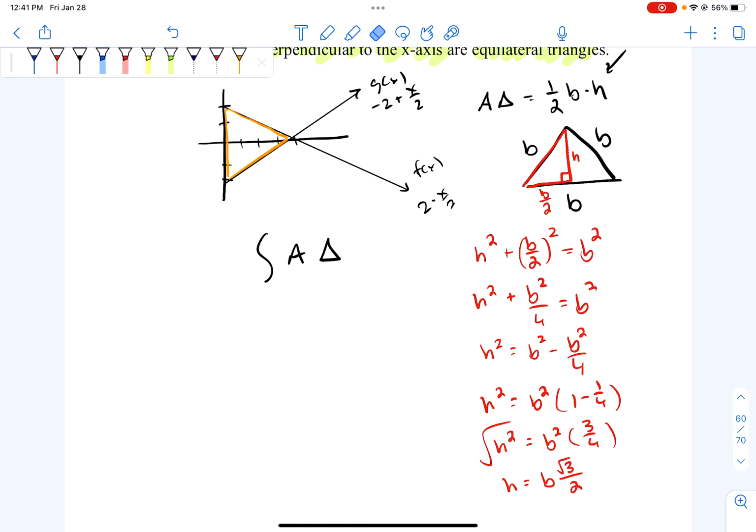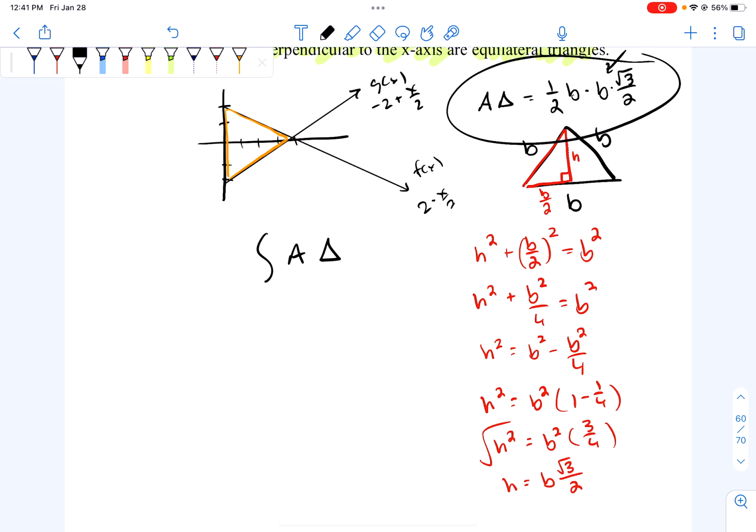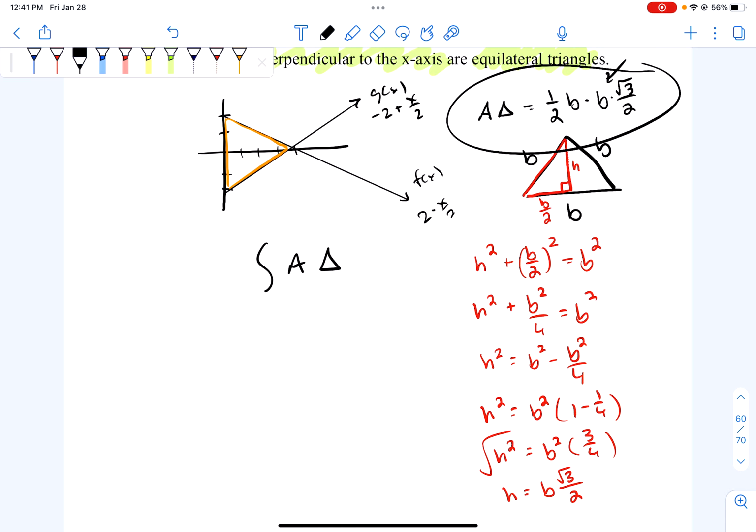And the nice thing about that is, up here I can replace my height now with b times the square root of 3 over 2. So this formula is, let's clean it up because that's going to drive me crazy. So my area formula is now what? Root 3 over 4 b squared. So that's the area formula for an equilateral triangle, and we no longer have to deal with the height. There's no more height involved. All I've got is b.